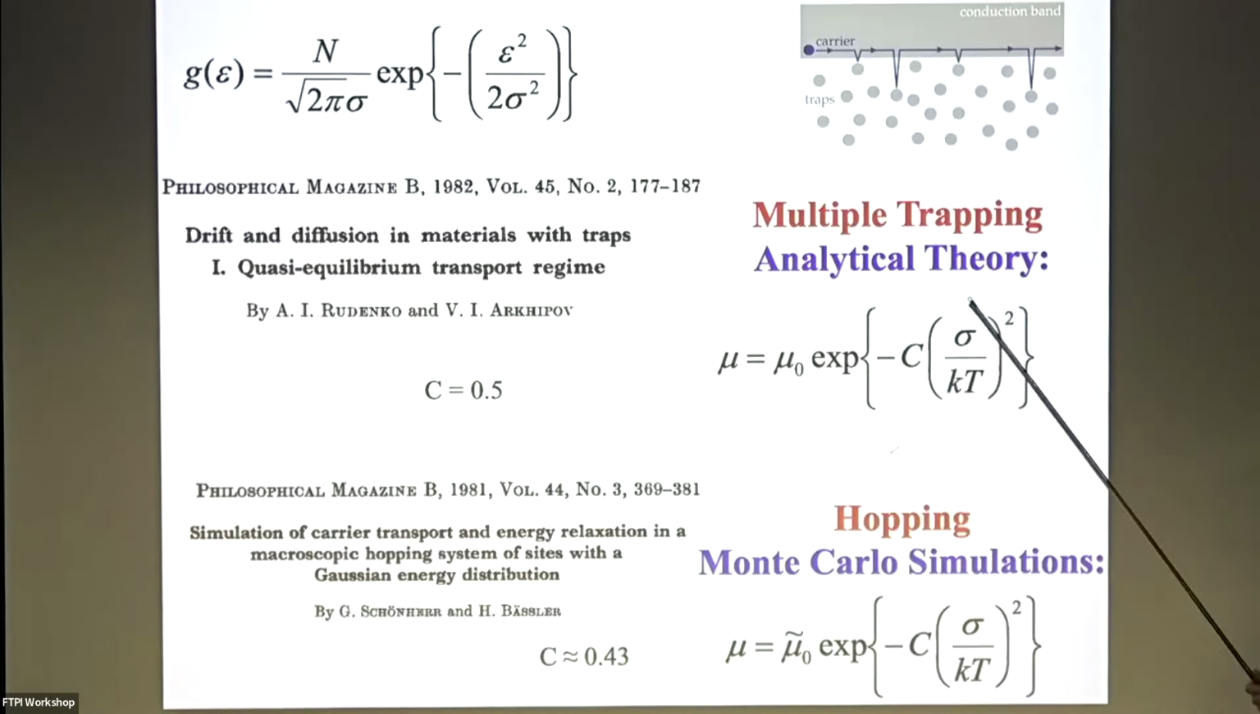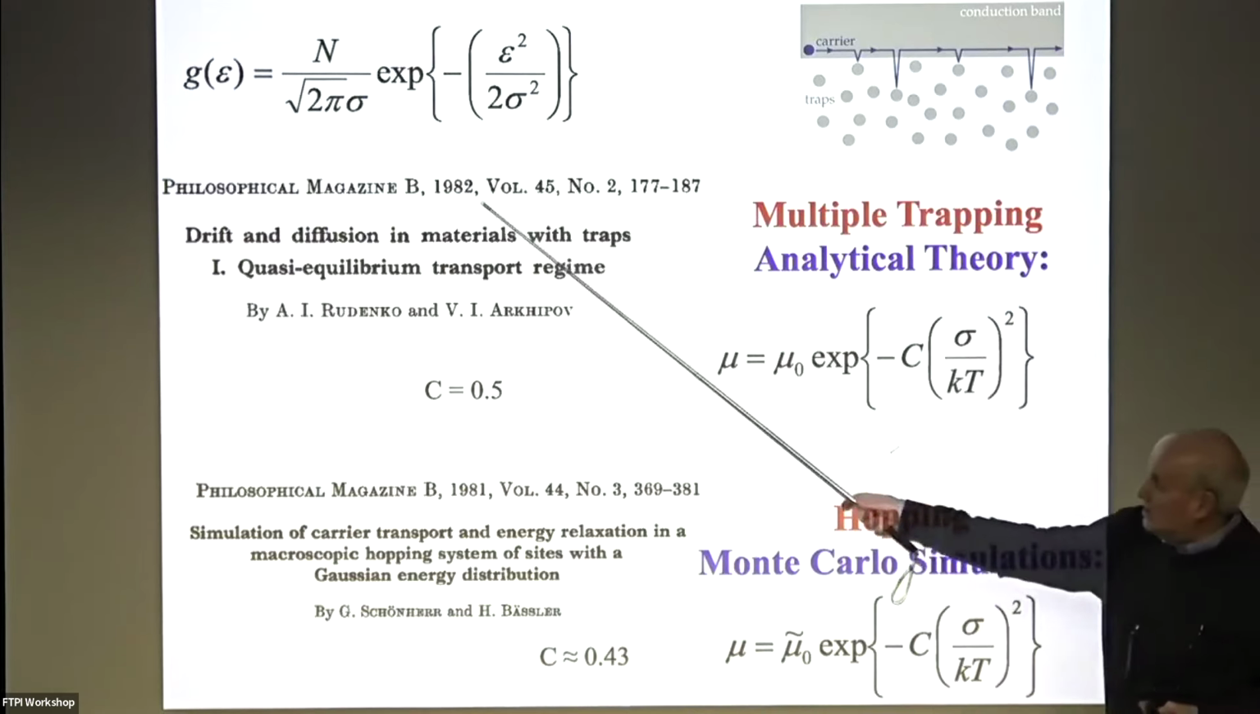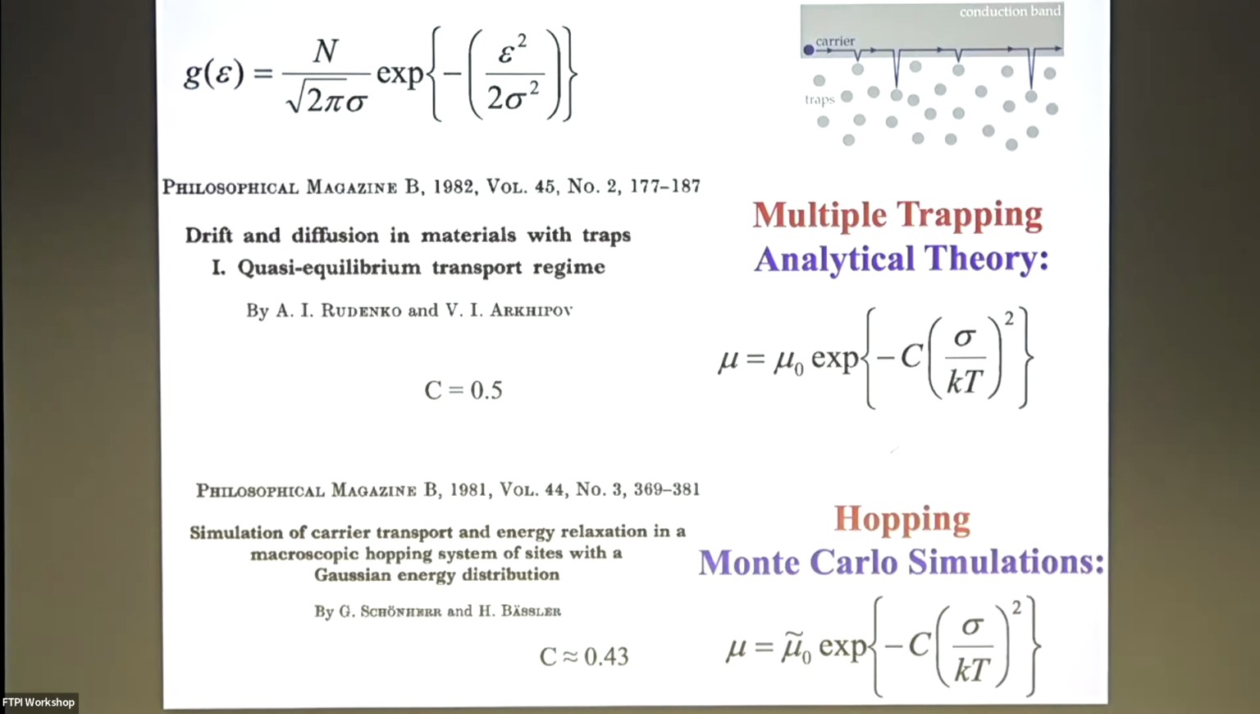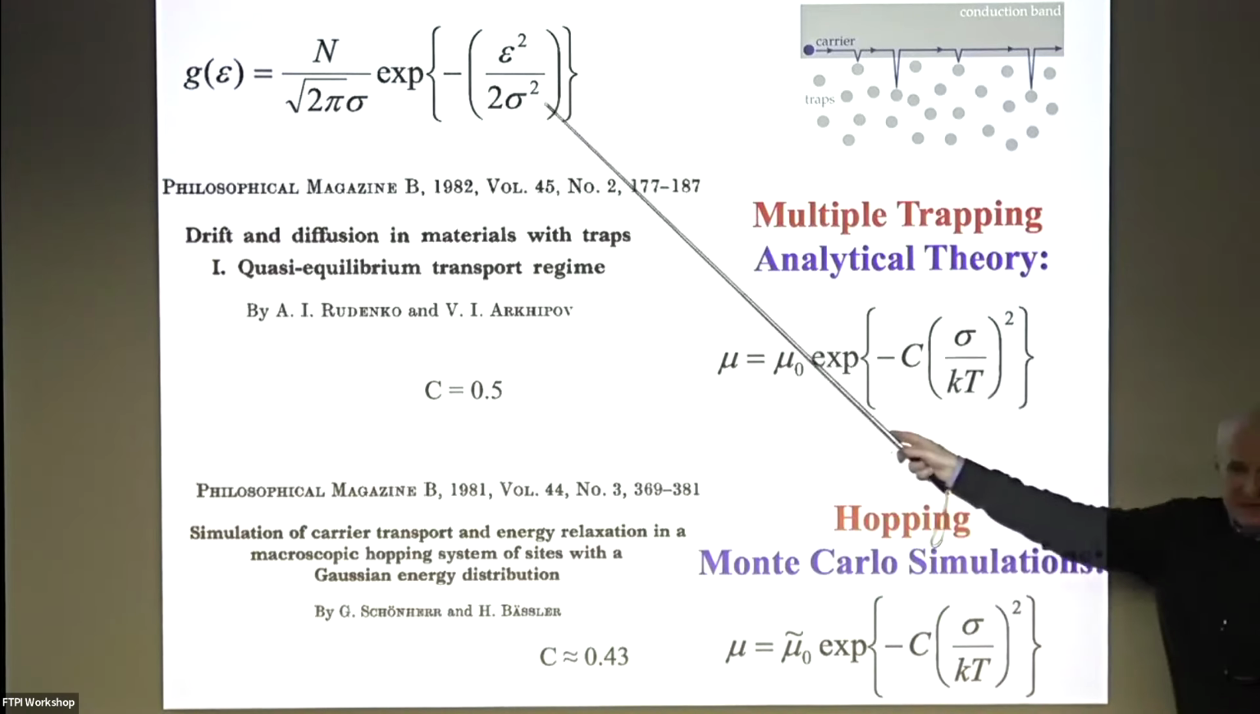And just for students, how helpful is it? That's what I learned from words, to possess a clear picture of the effect under study. So many years ago, Sergei and Vladimir Arkhipov calculated analytically and correctly the temperature-dependent mobility in the multiple trapping model with the Gaussian density of states.